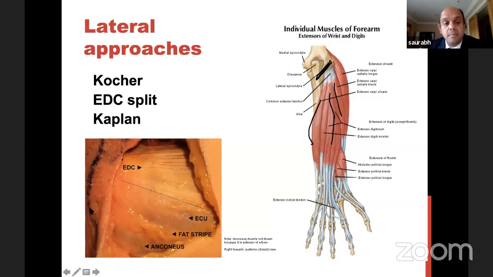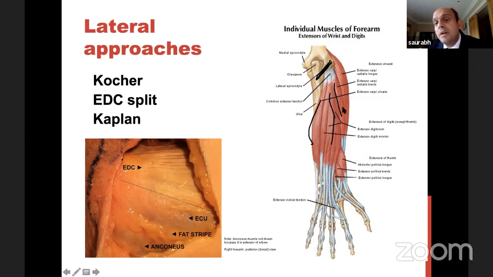But if I come more in the front, EDC, and you can see this black line, that's EDC. If I go through EDC, why is this EDC? Because it's supplying all the 4 fingers. You can see the extensor tendons. So if I go in the middle of that, here, there's the EDC split approach, which is what I do for most of my elbow work.